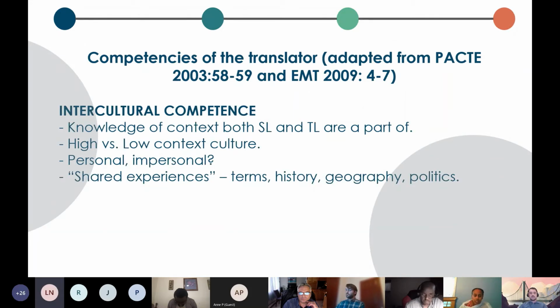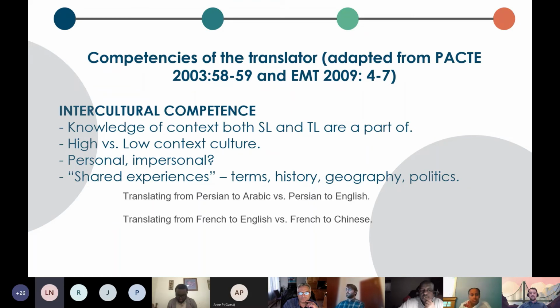Of course, intercultural competence is very important. So knowing both the source language and the target language, and the context that the cultures are in. High versus low context culture, some shared experiences. So let's think about, for example, if you're translating from Persian to Arabic, so let's say Farsi to Arabic, or Farsi to English. What would be the difference?